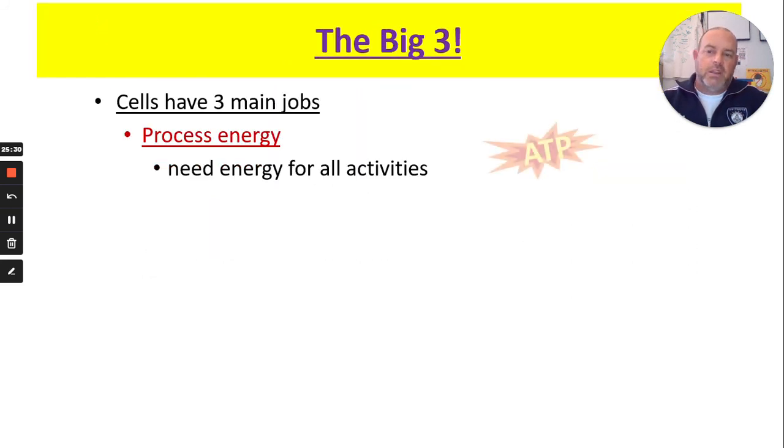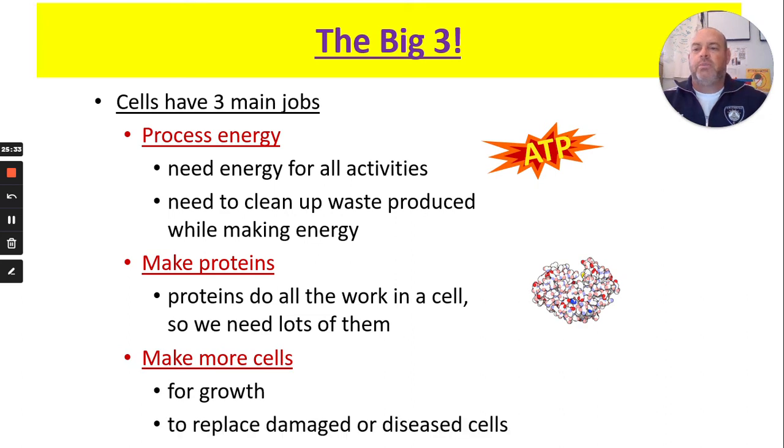If I had to pick 3, I'd probably say these are the 3. Okay, so processing energy, you have to have energy for all these activities that are done by the cell. You have to get rid of the waste that's created by making the energy or transferring or processing the energy. And so making proteins is huge. Proteins do all the work in the cell. We need lots of them, lots of specific functions. And then you have to be able to have mitosis and meiosis. You have to be able to have cell division in order to carry things on as well.